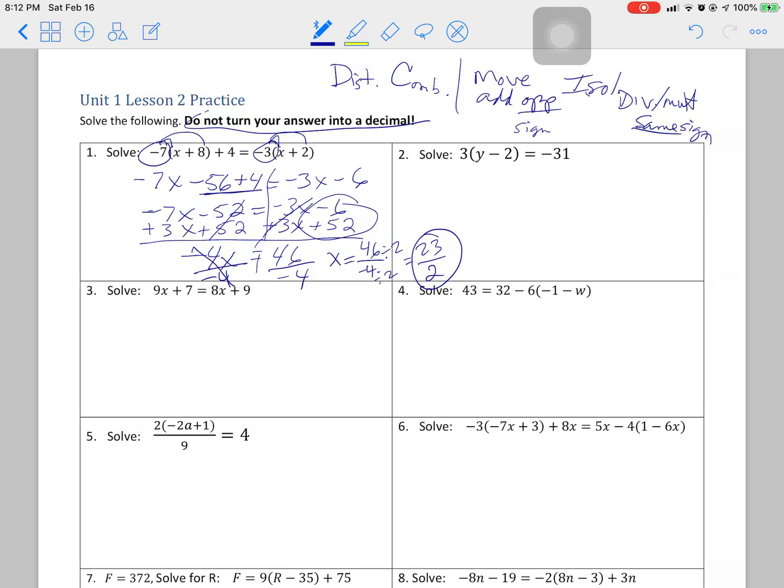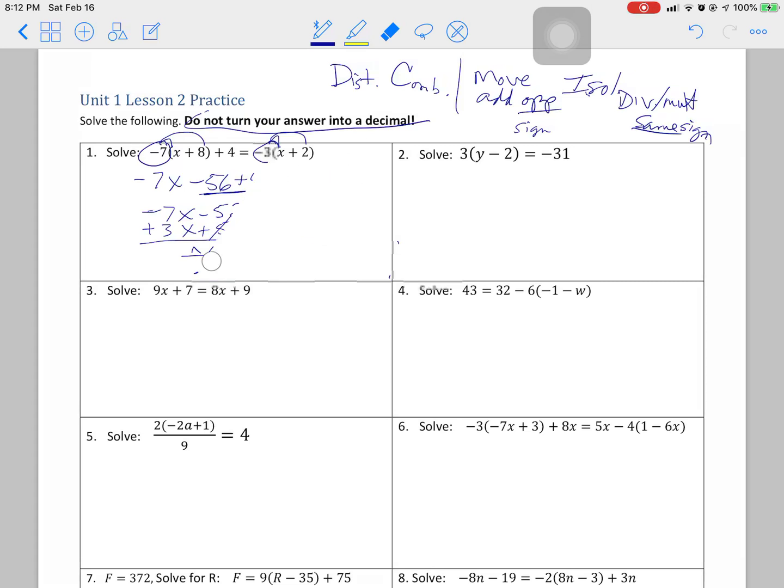Oh, what's wrong with that? Right here, I had that it was negative. So that has to be a negative. Sorry, this is like horribly not neat. Let me do it again real quick.